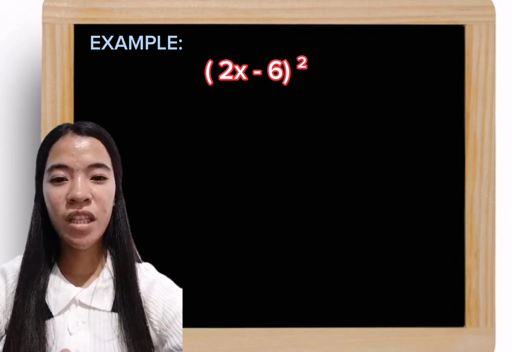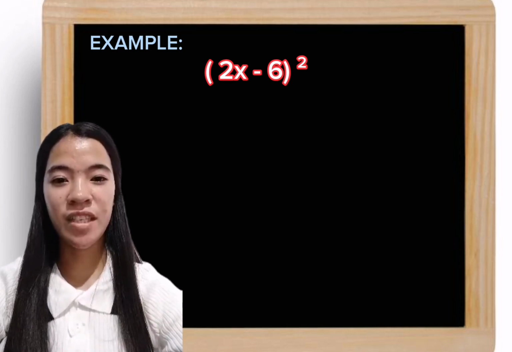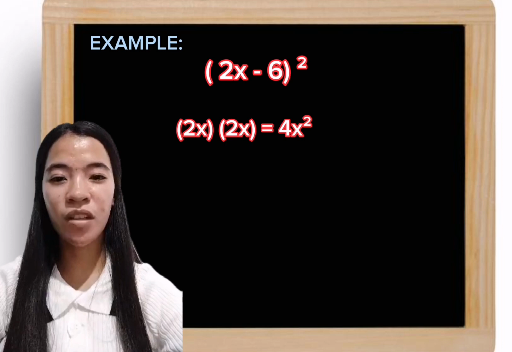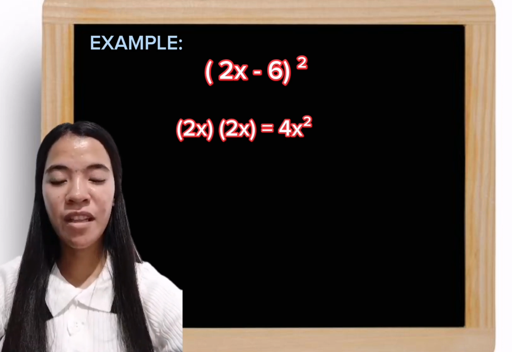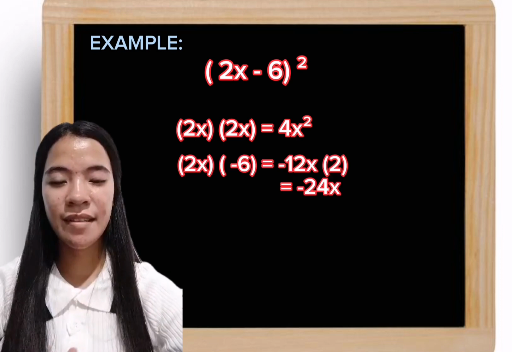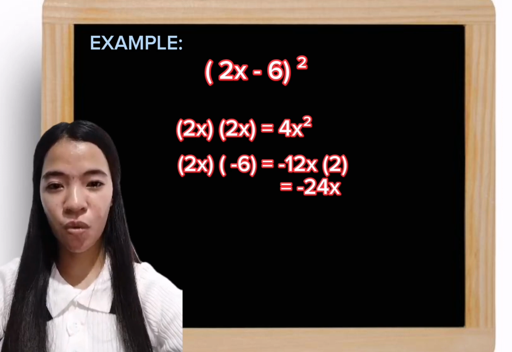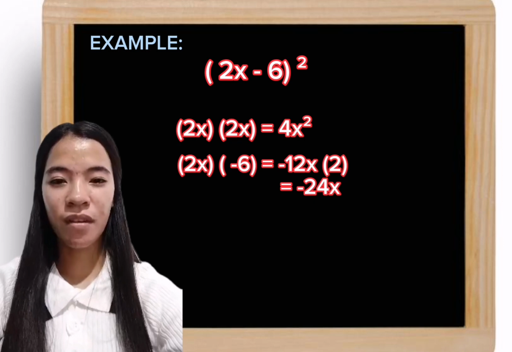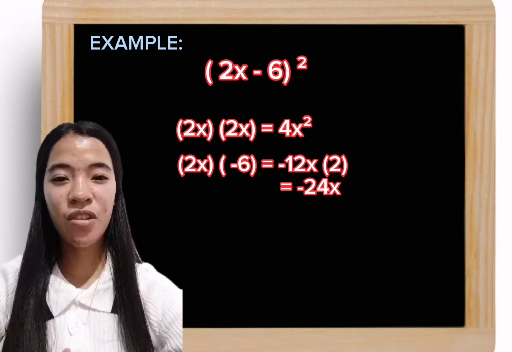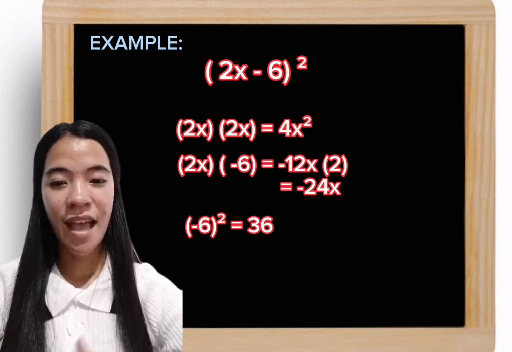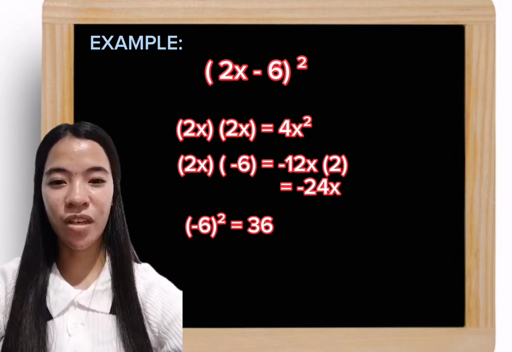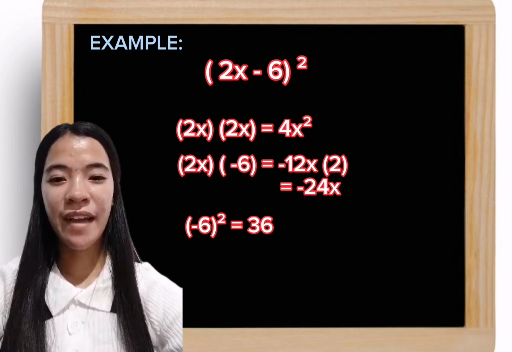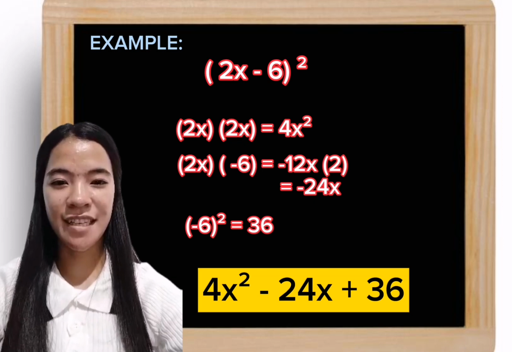Okay, so what we need to do is to square the first term, which is 2x times 2x is equal to 4x squared. For the middle term, let's multiply 2x times negative 6, which will become negative 12x, times 2, which will become negative 24x. Now, let's proceed with the last term. So we need to square the last term, which is negative 6. And negative 6 squared is equal to 36. Now, we have the final answer, 4x squared minus 24x plus 36.